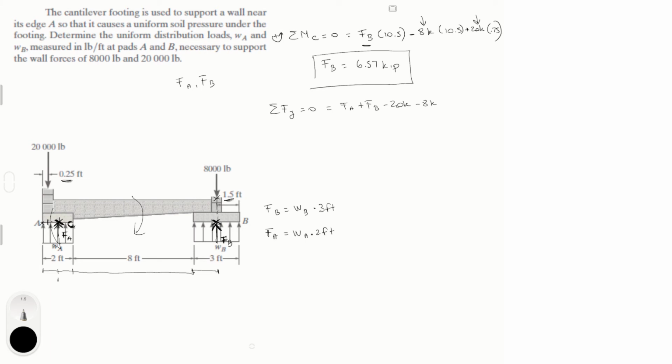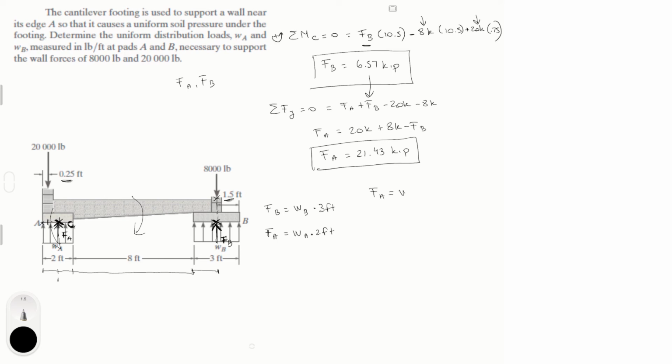We already have FB, and if we solve for FA, we get FA is equal to 20K plus 8K minus FB. FA is equal to 21.43 kip. Now it's very easy to find WA and WB from here.